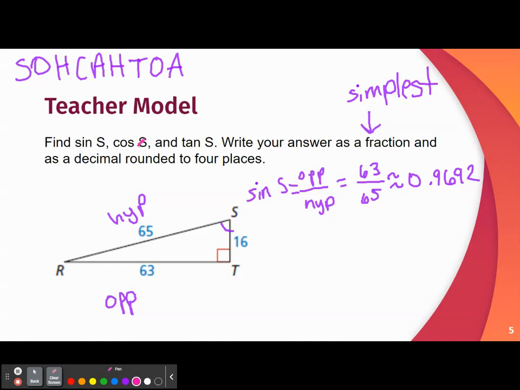Okay. Now we need to find cosine of S, of angle S. Well, cosine of angle S is adjacent over hypotenuse. Okay. Well, if you look at angle S, the side adjacent is 16. And the hypotenuse is still 65. So it's 16 over 65. I'm pretty sure they do not reduce. And it does not. And rounded to 4 decimal places is 0.2462.